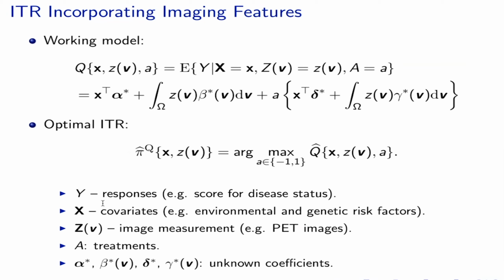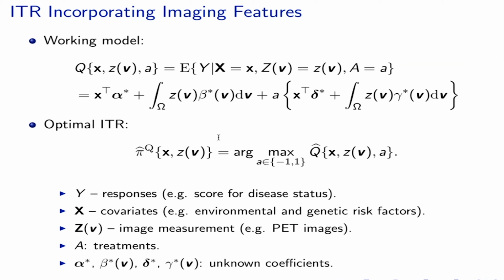And then we change our problem of interest here. Here we are interested in the disease status, and we want to include all these covariates, these risk factors, and the brain images, and therefore guide a better treatment regime. That is, we want to guide an optimal treatment option for each subject. So here, we include all these covariates like the environmental and genetic risk factors in our model. We also have the image measurement, such as PET images, and we include a treatment in our model.